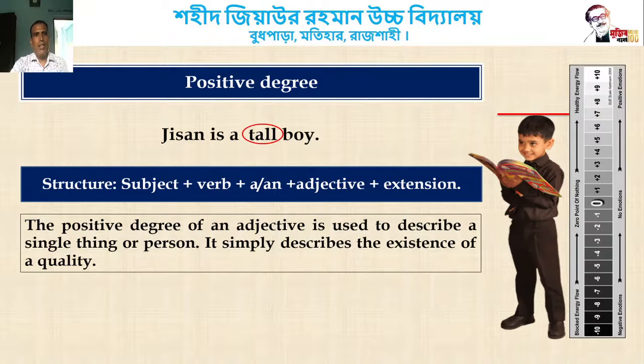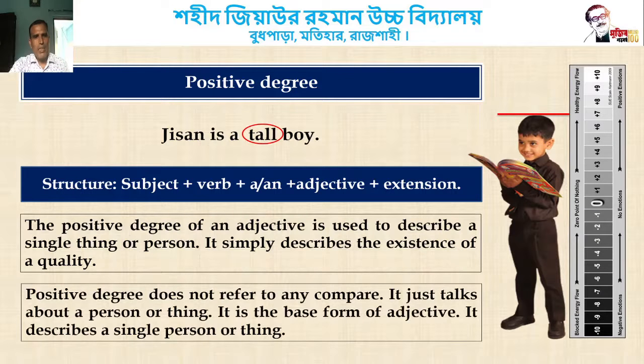Again, dear student, follow my lecture. The positive degree of an adjective is used to describe a single thing or person. It simply describes the existence of equality. Positive degree doesn't refer to any comparison. It just talks about a person or thing. It is the base form of adjective. It describes a single person or thing.